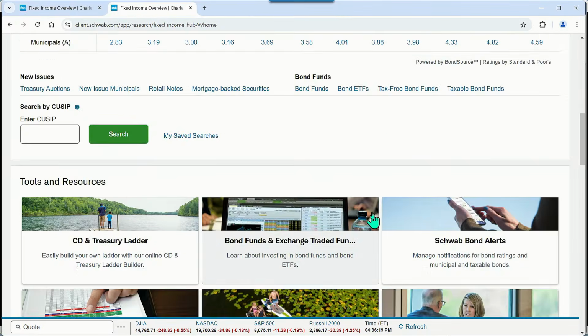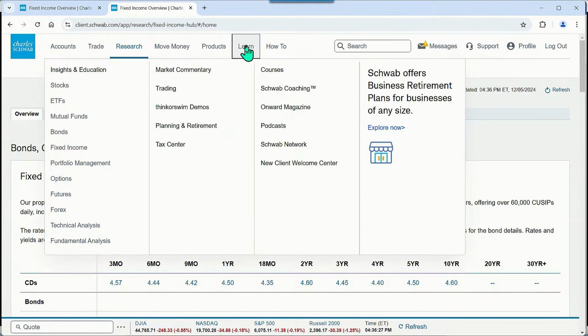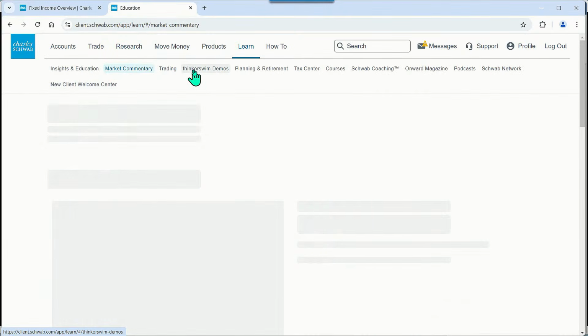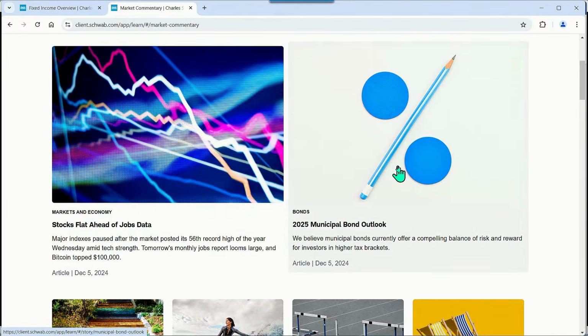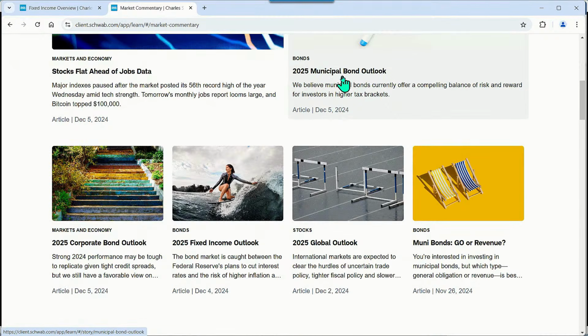But additionally, if you go to learn and go to market commentary, let me just mention some things. Municipal bond outlook 2025. So this is kind of a forecast for next year. This just came out December 5th. Today's the 5th, so this came out earlier today. You click on it and it gives you a whole article on municipal bonds.